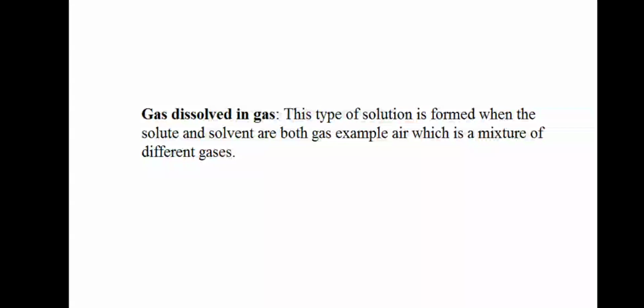Gas dissolved in gas. Now here, when gas is mixed with another gas, this type of solution forms when the solute and solvent are both gas. Example, air, which is a mixture of different gases. So the most common example is the air around us. In the air there are many types of gas like nitrogen, hydrogen, oxygen, and many other gases which are in the atmosphere.